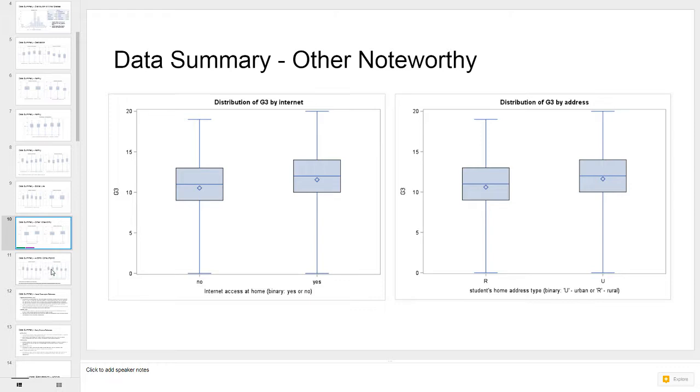And then you also noticed, I was surprised too by this, the big gap in rural versus urban students' final grades. So if you come from an urban background, you do see a pretty significant jump in final grades. Next slide.